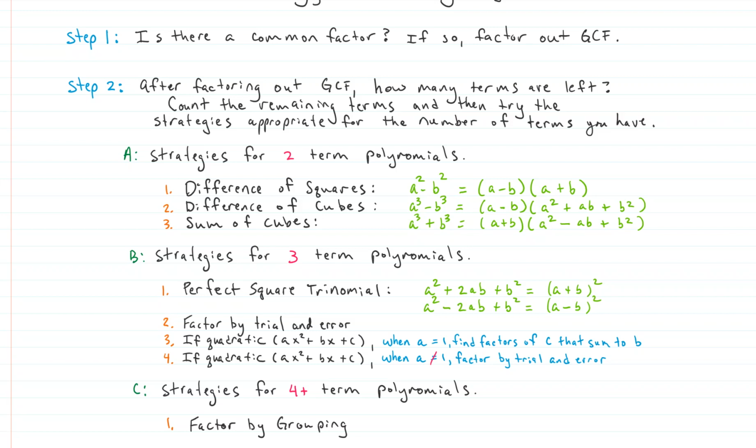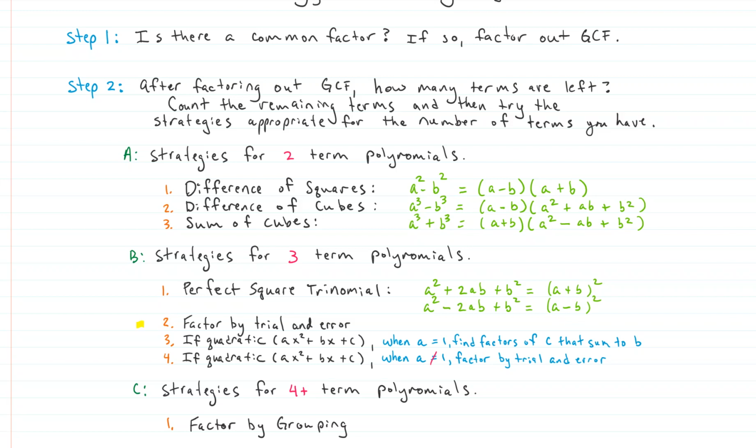Next, we have strategies for 3-term polynomials. You could first check to see if it is a perfect square trinomial. If it's a perfect square trinomial, then it'll fit the form a squared plus 2ab plus b squared. If it does fit that form, then literally you can write out the factored form as a plus b quantity squared. The other perfect square trinomial would have a negative in the second term, so we'd have a squared minus 2ab plus b squared. If that's the case, then your formula for factoring would be a minus b quantity squared.